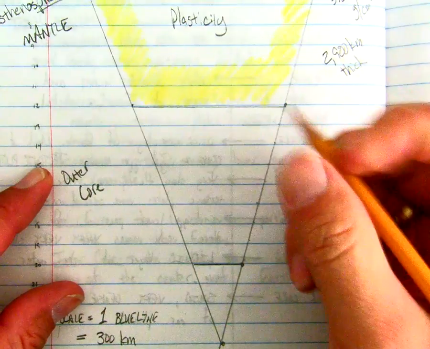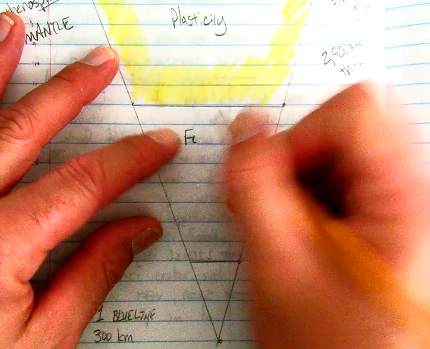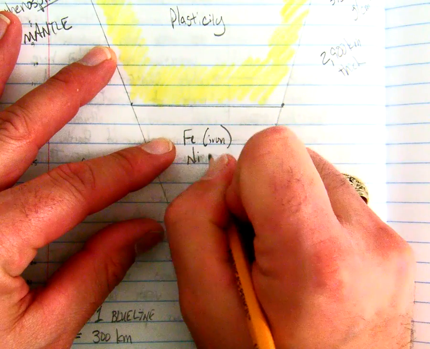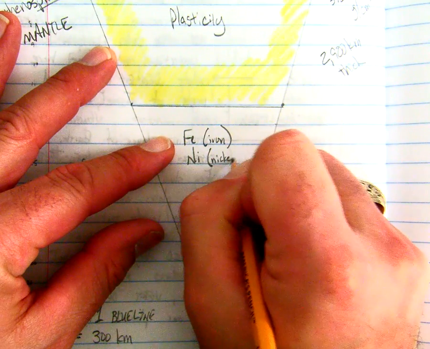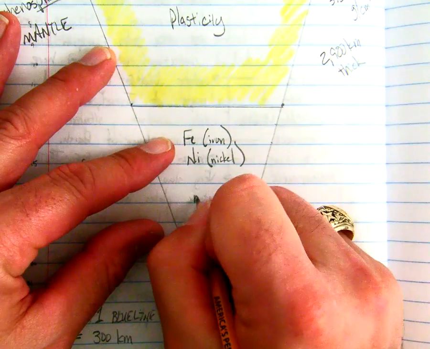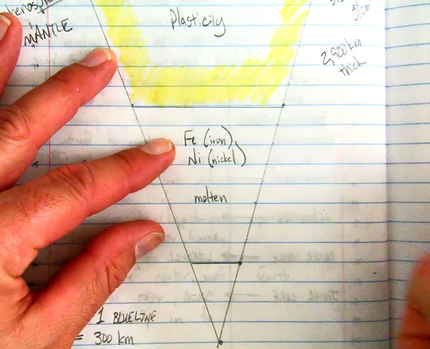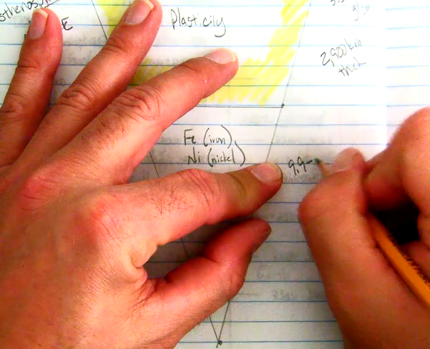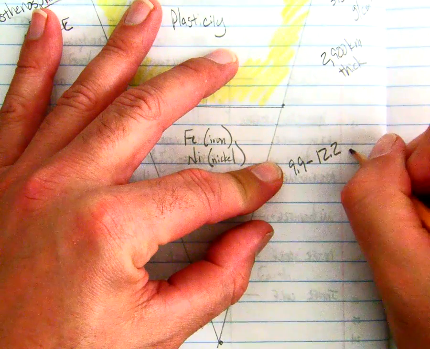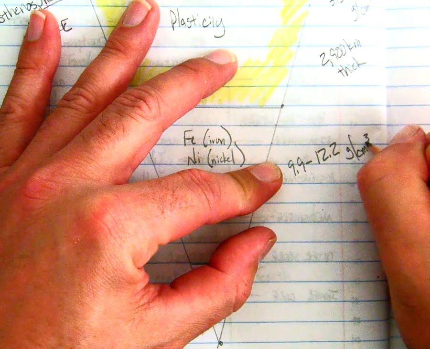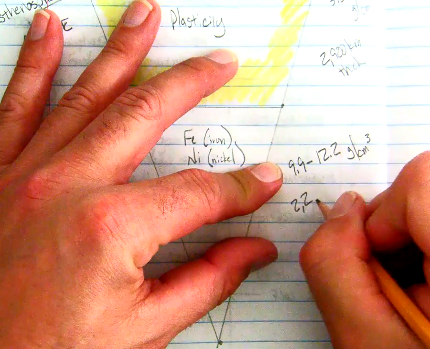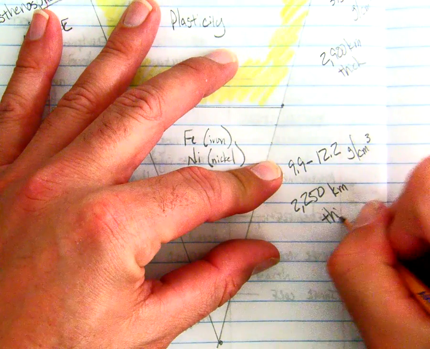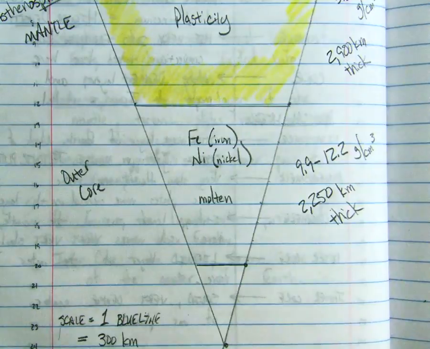We're going to put some information inside of that. We're looking at some iron and some nickel. And this layer is molten, which means that it is a liquid. Our density is going to range between 9.9 to 12.2 grams per centimeter cubed, and it is about 2,250 kilometers thick. Now for this layer, we are showing an increase in temperature with our colors.